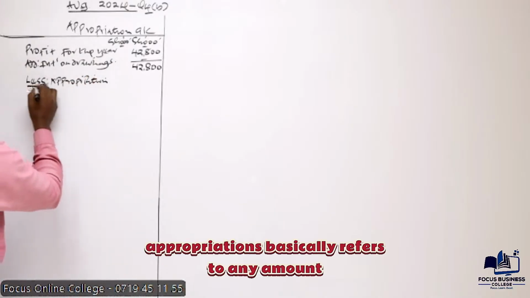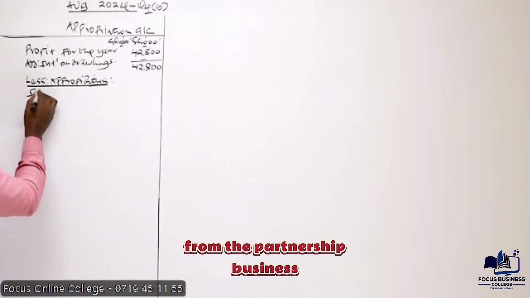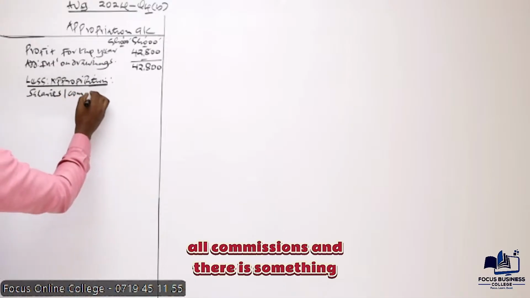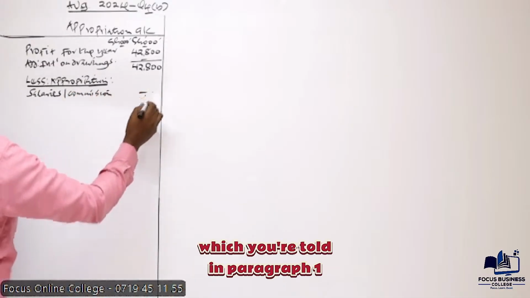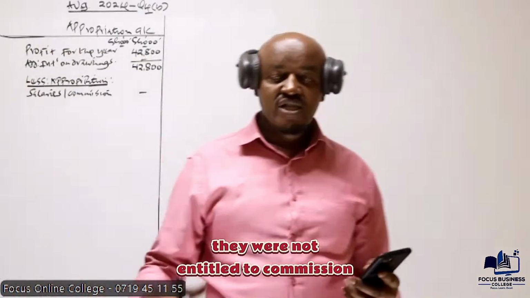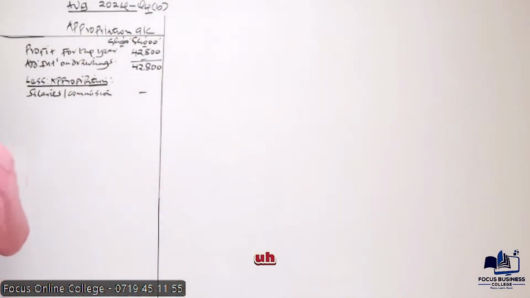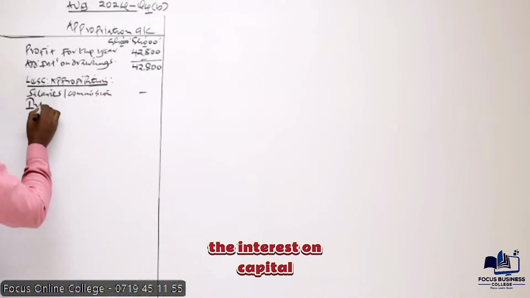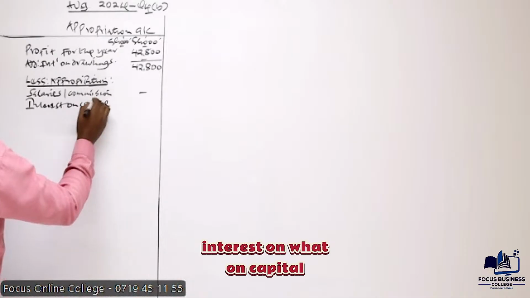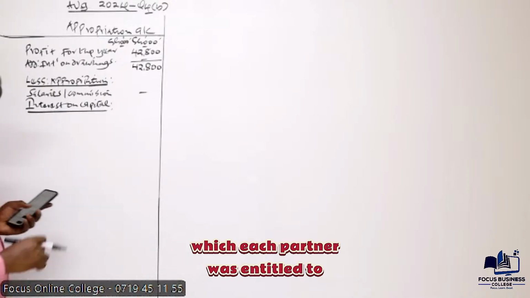Appropriations basically refers to any amount of money which the partners are entitled to from the partnership business, like maybe the salaries, or commissions. And there is something which you're told in paragraph 1 that the partners were not entitled to salary, they were not entitled to commission. So what they were entitled to, as per the first paragraph, is the interest on capital. Interest on what? On capital. So what we need to do here is to compute the interest on capital which each partner was entitled to.